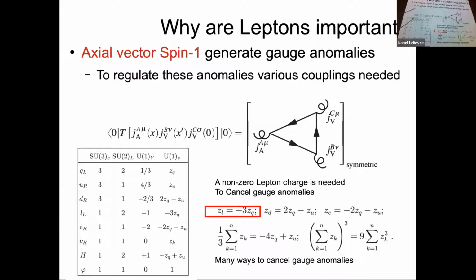I won't even go into the details, but suffice it to say, you can write down the model and write down the conservation laws that you get from the gauge anomalies. It's just coming from the construction of the anomaly diagrams. So you just get a relation for the lepton coupling to be equal to -3 the quark coupling. And this is needed for axial vector spin 1 mediators.